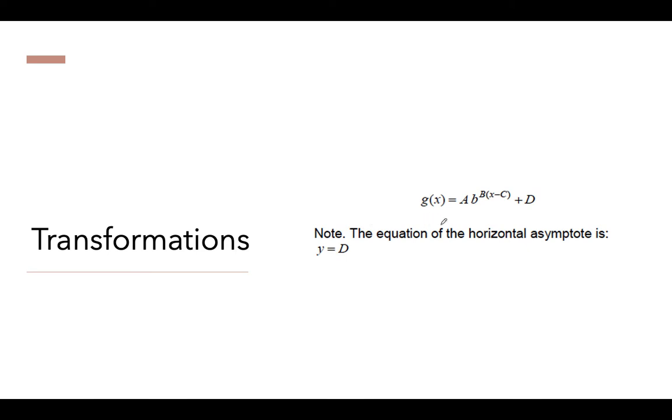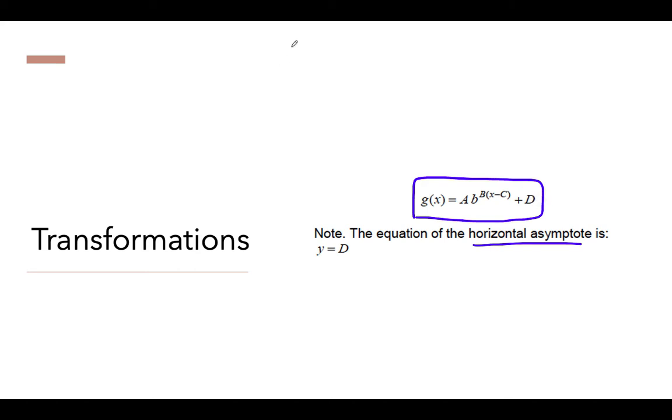Now, let's go over the transformation. So this is the standard transformation equation, where I wrote a as the vertical stretch or compression, b as the horizontal stretch or compression, c as the horizontal translation, left or right, and d as the vertical translation. And keep in mind the horizontal asymptote of the exponential equation is d.